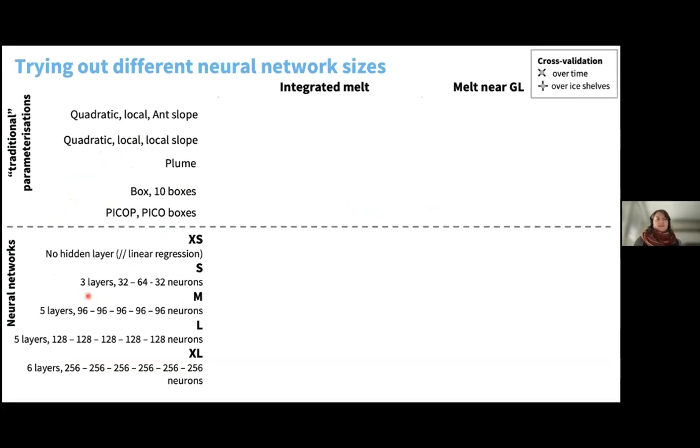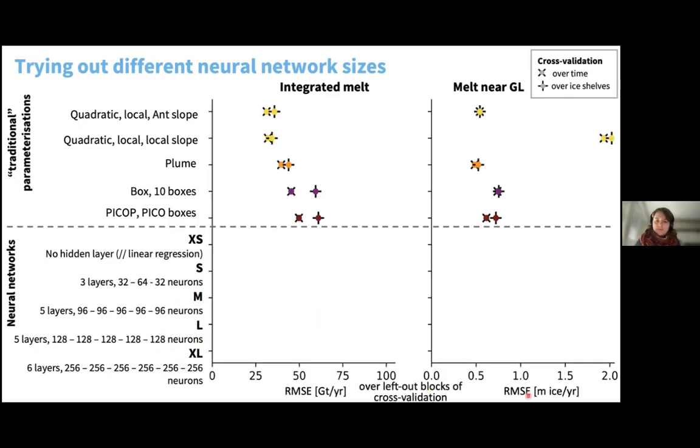Here again, let's go back to a figure similar to before, showing how I evaluated the traditional parameterizations. I have the integrated melt and the melt near the grounding line. Here are the five types of parameterization. And then I looked at different sizes of neural networks. I start with an extra small version with no hidden layer, which is like a linear regression. Then I just tested out small, medium, large, and extra large, to get an idea of how this would work with my input. Again, I have the same metric as before.